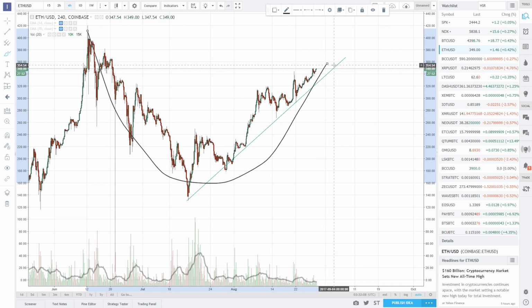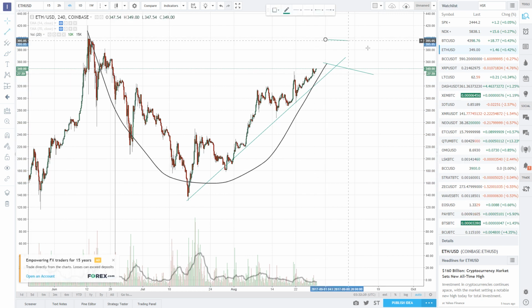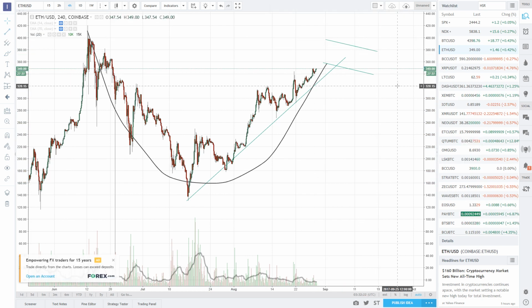Okay, so far this is a cup. There's no handle. There's no guarantee we're going to get a handle. So ideally this would handle out like this, very similar to what Bitcoin did. They don't seem to move in tandem.